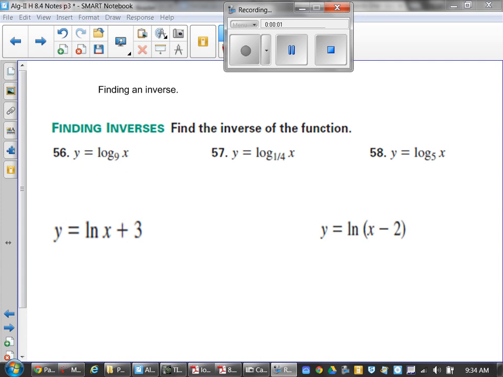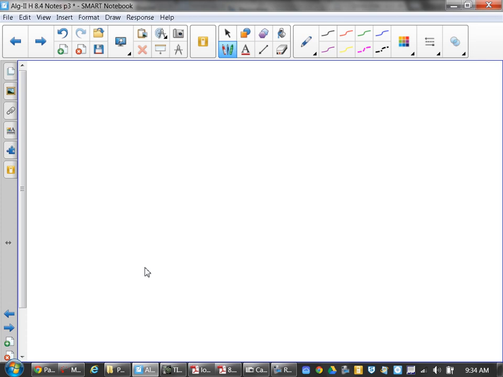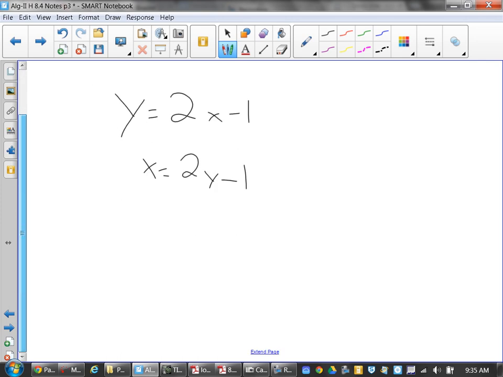What was the process? So if we worked with an inverse before, correct. If you had y equals 2x minus 1, to find the inverse of that, what would you do? You switch the x and the y, and then resolve for y. Everybody agree? So in this case, you'd have x plus 1 all over 2 is y. And there's your inverse. Right?